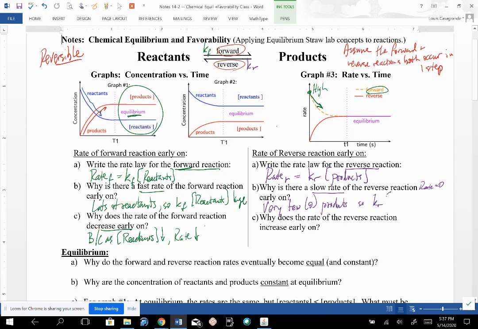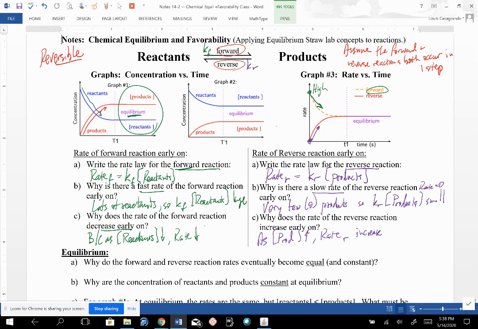So Kr times the product's concentration is very small. So up above, we can see we're starting down close to 0, if not 0. And then as the concentration of the products increases, the rate in the reverse direction has to increase. More product means more collisions, means higher concentration, and so forth.